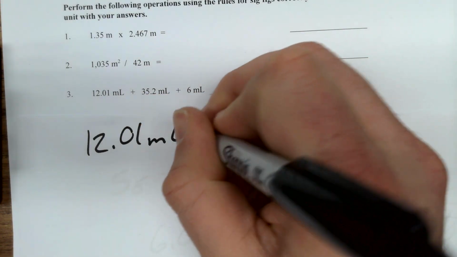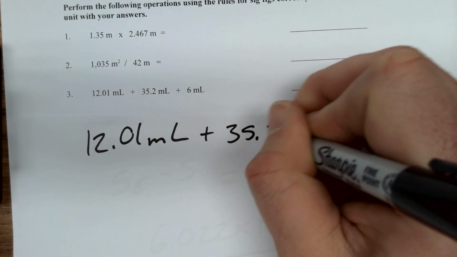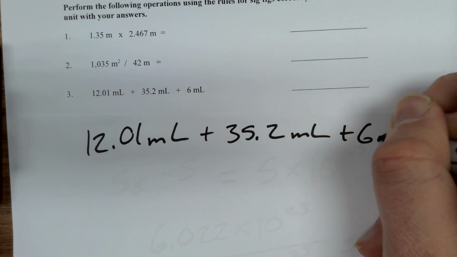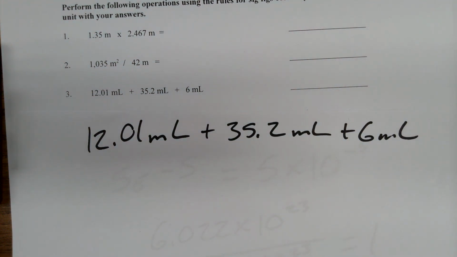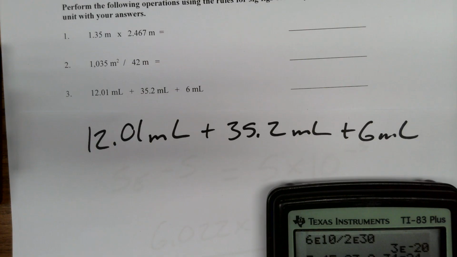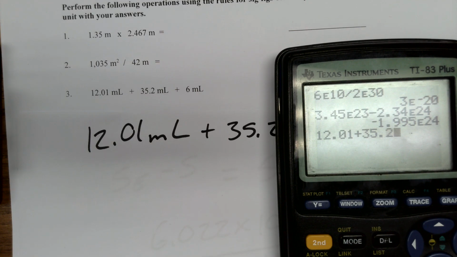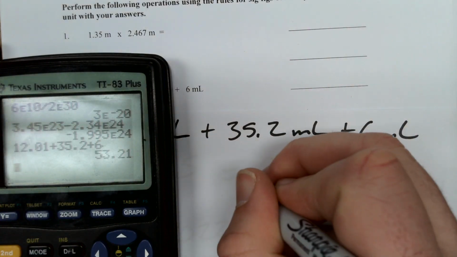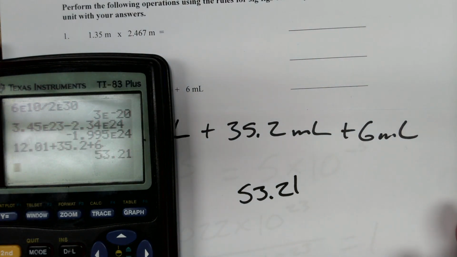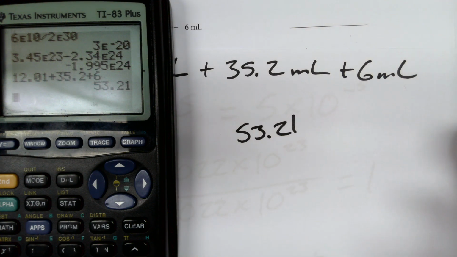12.01 milliliters plus 35.2 milliliters plus 6 milliliters. You're going to want a calculator out when you do this stuff. 12.01 plus 35.2 plus 6 gives me an unrounded answer of 53.21. What's the units I'm working with? Milliliters. mLs.